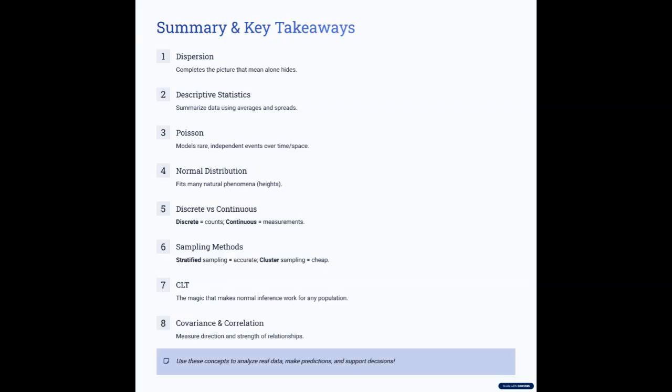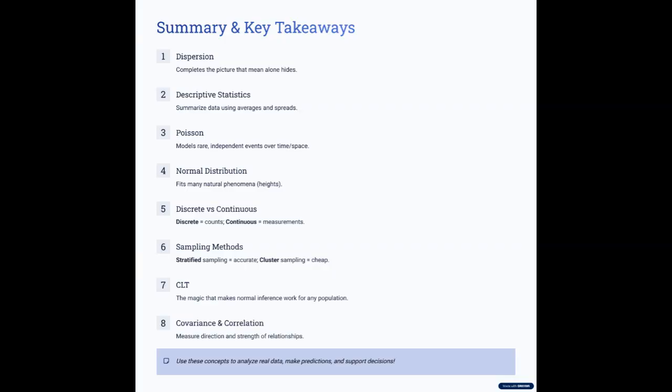4. Normal distribution is the bell curve. It is used for many natural phenomena, like heights. 5. Discrete distributions are for countable/measurable values, number of students. 6. Stratified sampling divides by similarity and samples from all groups, accurate but costly. Cluster sampling divides by proximity and samples entire groups, cheaper but less accurate. 7. Central limit theorem, CLT, says that for large samples n greater than or equal to 30, the distribution of sample means is approximately normal, regardless of the population shape.